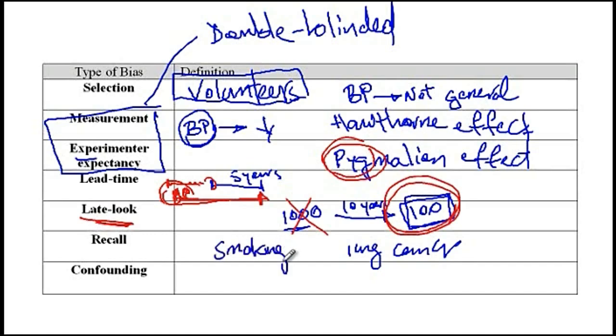So you have to rely on their recall of their smoking habits. How many packs were they smoking? How many years ago were they smoking? So if an individual does not remember exact details, then that would be a recall bias.